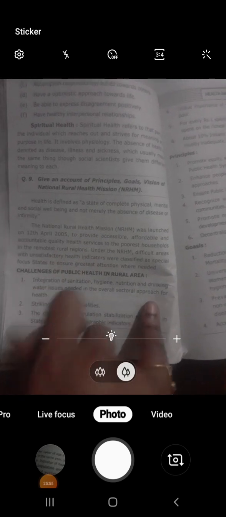And coming to the principal goals and vision of the National Rural Health Mission, next one. The National Rural Health Mission was launched on 12th April 2005 to provide accessible, accountable, affordable, quality health services to the poorest households in rural regions. It means that in rural regions, poor people will be there, and it provides them complete health details. This mission was introduced on 12th April 2005, with different areas.